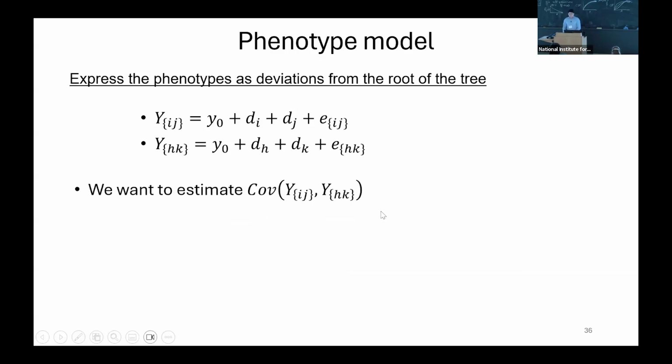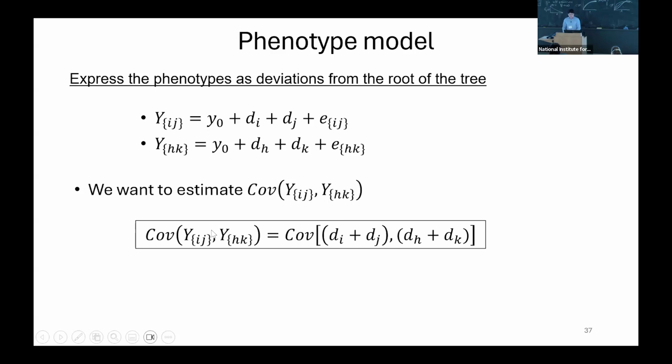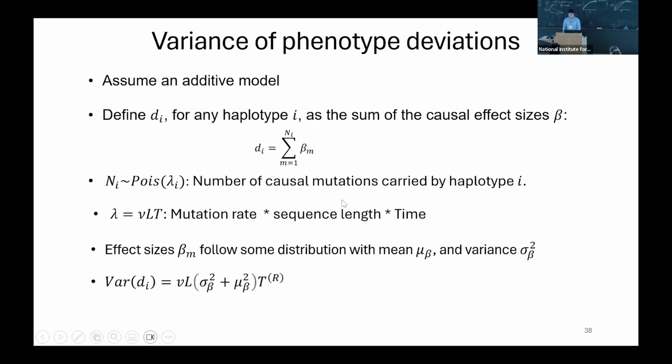We want first to estimate the covariance between these phenotype values. Because y sub 0 is a constant, and we assume that there is no covariance between the random errors, the covariance between the phenotypes will be the covariance between the random deviations due to genetic effects. So we want the covariance between these terms.